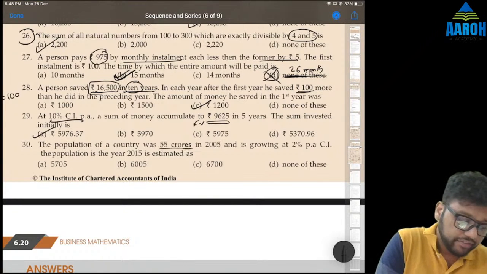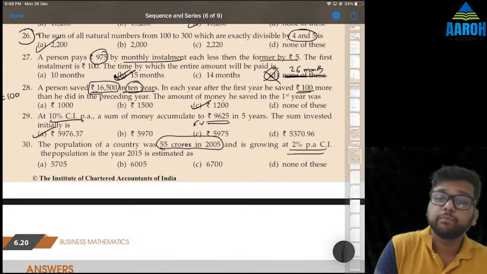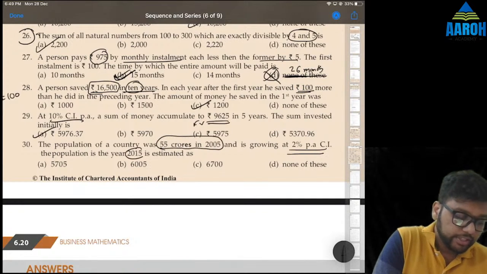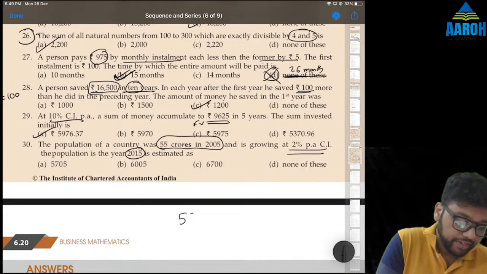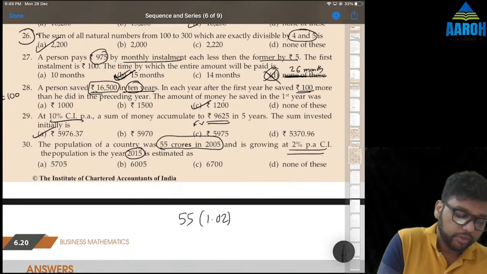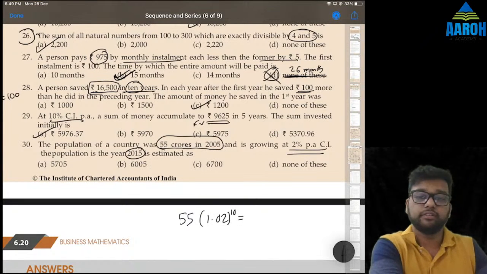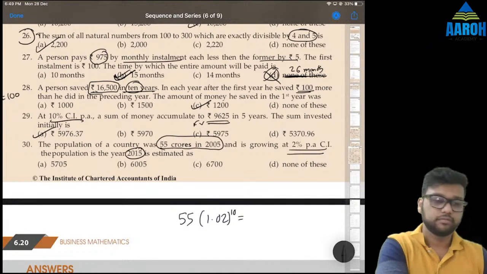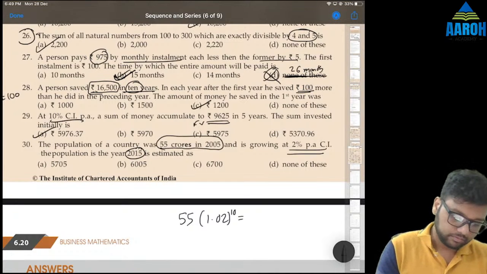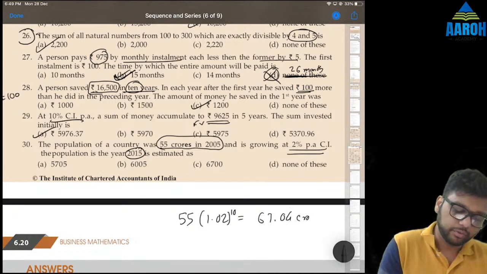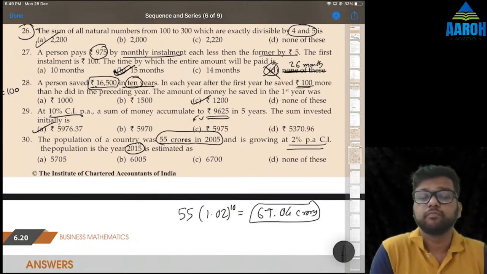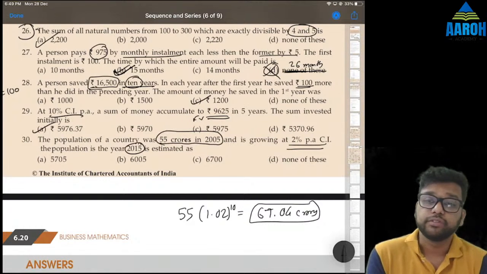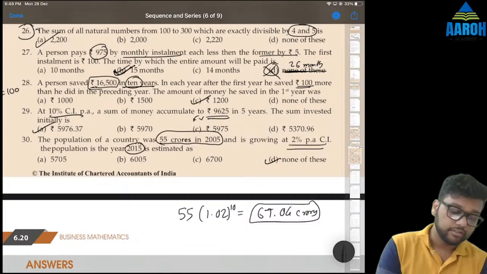Population of a country was 55 crores in 2005 and growing at 2% per annum compound interest. Then the population in 2015, that is after 10 years. So after 10 years, it is 55 into (1 plus i), that is 1.02 raised to 10. So how much will it be? 67.04 crores. Ideally, this means option D.